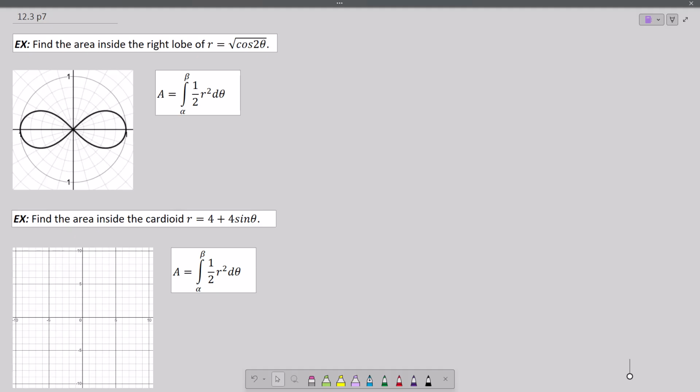So in other words, this says find the area inside the right lobe of that function. That function creates this object that's called the lemniscate, which is the infinity symbol. And we want the area that's inside the right side. So we're trying to find this area. But if we could find the area of this here, we could double it. So if we can reduce and get down to the smallest piece possible and then use symmetry, that's going to be the safest bet.